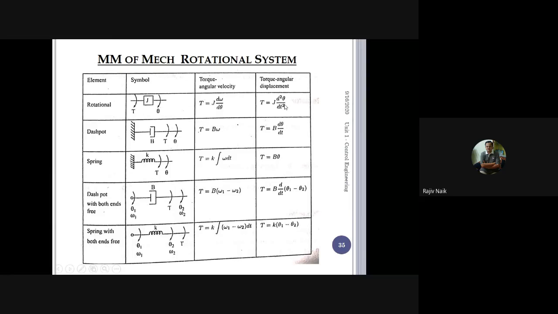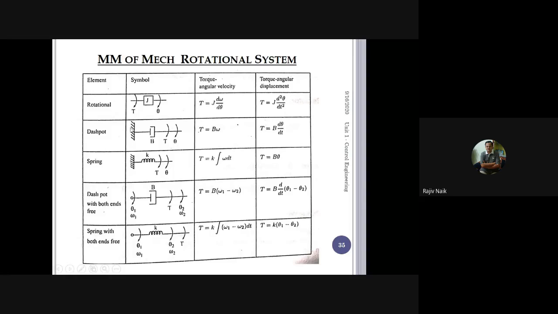That's all. If you want in terms of velocity, you have J d omega by dt, because omega is d theta by dt. Similarly, if you want in terms of acceleration, it is J into alpha. That's all. So this is what a mechanical rotational system is.